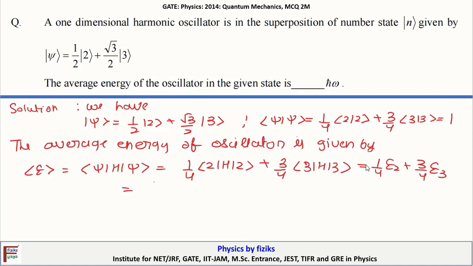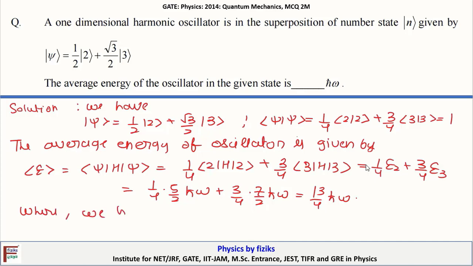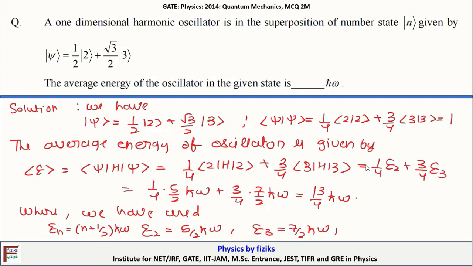and if we calculate 1 by 4 into 5 by 2 h cut omega plus 3 by 4 into 7 by 2 h cut omega, that is 13 by 4 h cut omega, where we have used E2 is equal to 5 by 2 h cut omega and E3 is equal to 7 by 2 h cut omega, and here I can write En is equal to n plus half h cut omega. So thus our numerical value would be 13 by 4.